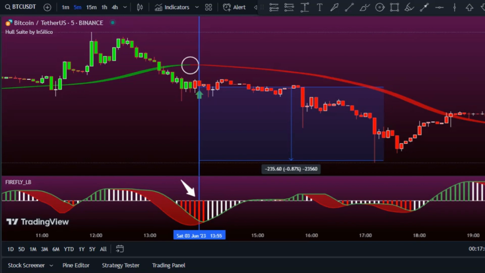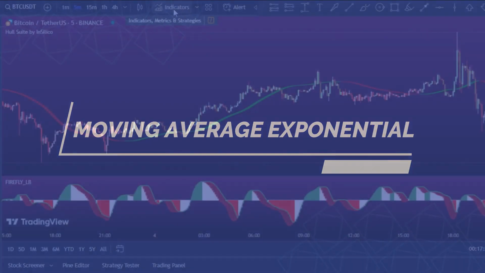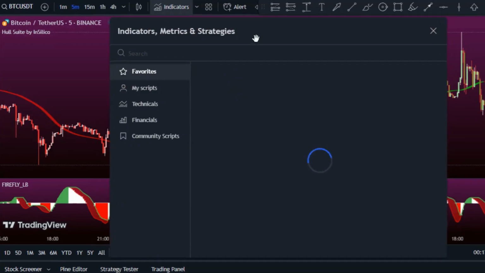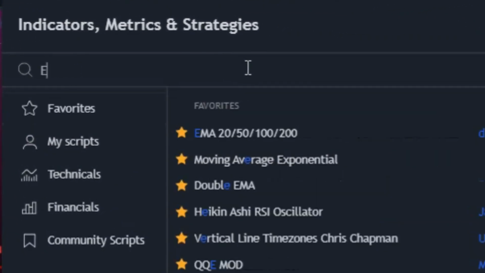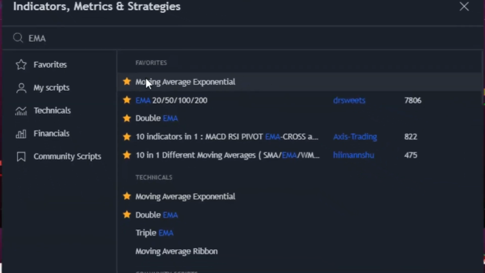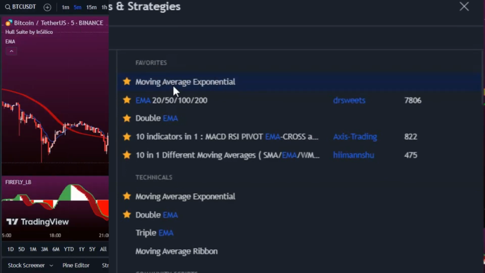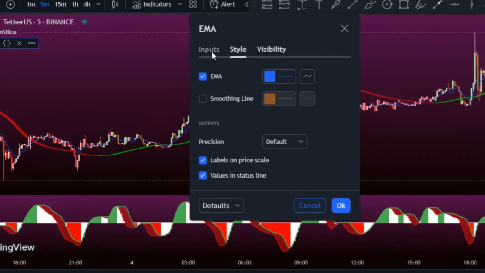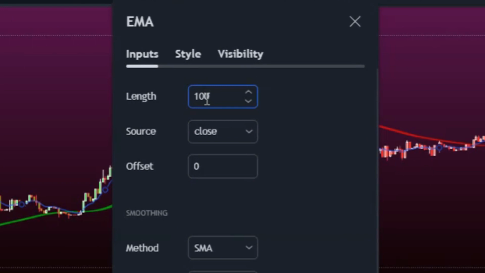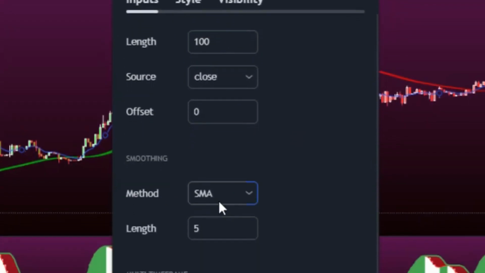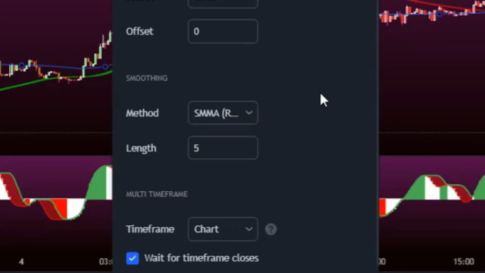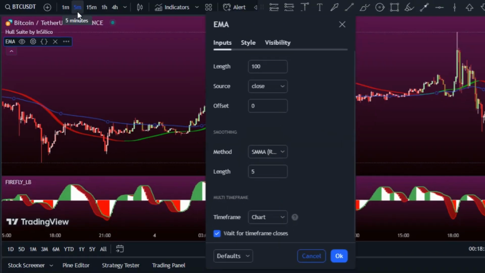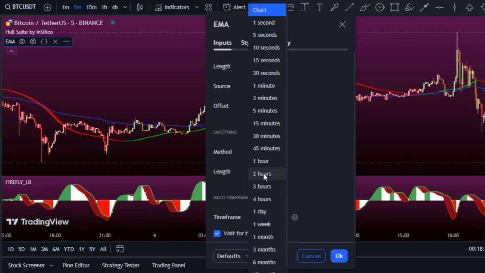And to also evaluate the long-term trend before entering trades, we'll add the EMA indicator as a final tool in the strategy. Moving averages help identify the long-term trend by smoothing price data. To optimize the EMA indicator, we will set the period to 100 under the Inputs tab. Then, choose the RMA method. After that, set the indicator's time frame one level higher than the chart's.